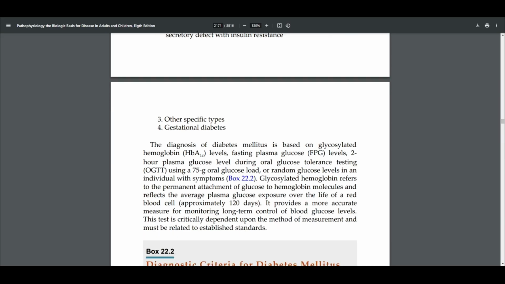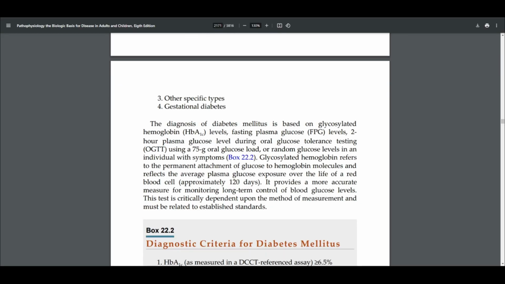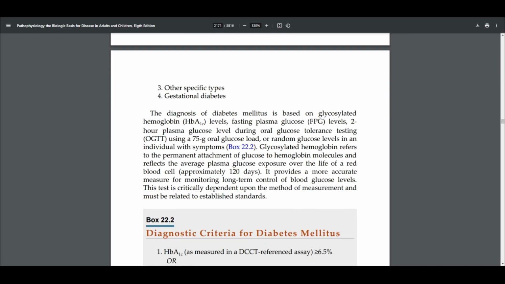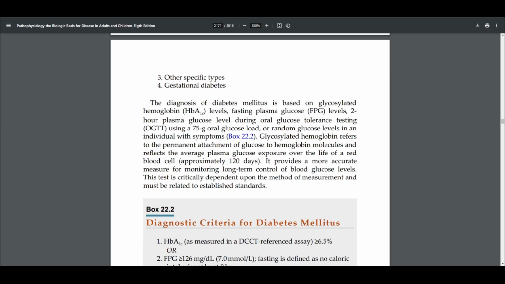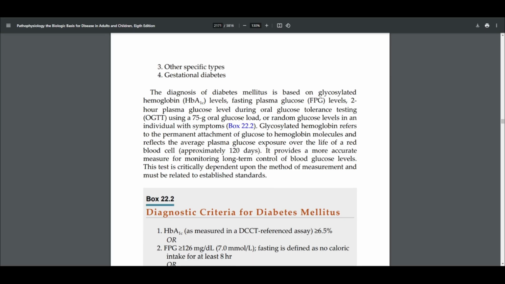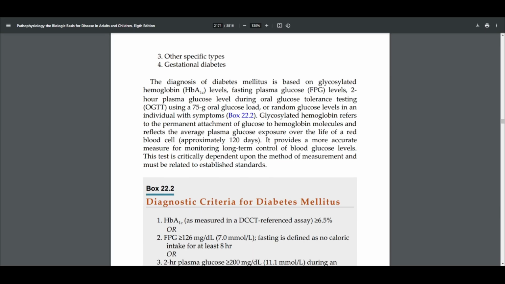The diagnosis of diabetes mellitus is based on a glycosylated hemoglobin, your HbA1c levels, your fasting plasma glucose, and a 2-hour plasma glucose level during oral glucose tolerance testing using a 75-gram oral glucose load, or random glucose levels in individuals with symptoms. Usually that test is done during pregnancy.